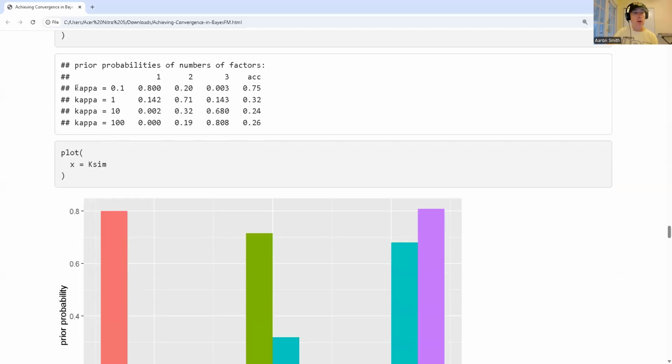is right here. If kappa is 0.1, we can see that it's going to be prone to having one factor. Well, that's not what I want. When kappa is 1, then it's going to be prone to 2. When kappa is 10, it's going to be prone to 3. Okay, that's the result I want. And then if kappa is 100, because I kicked it up, I can see that it's going to be prone to 3. Okay, so of these values, I want kappa to be 100.